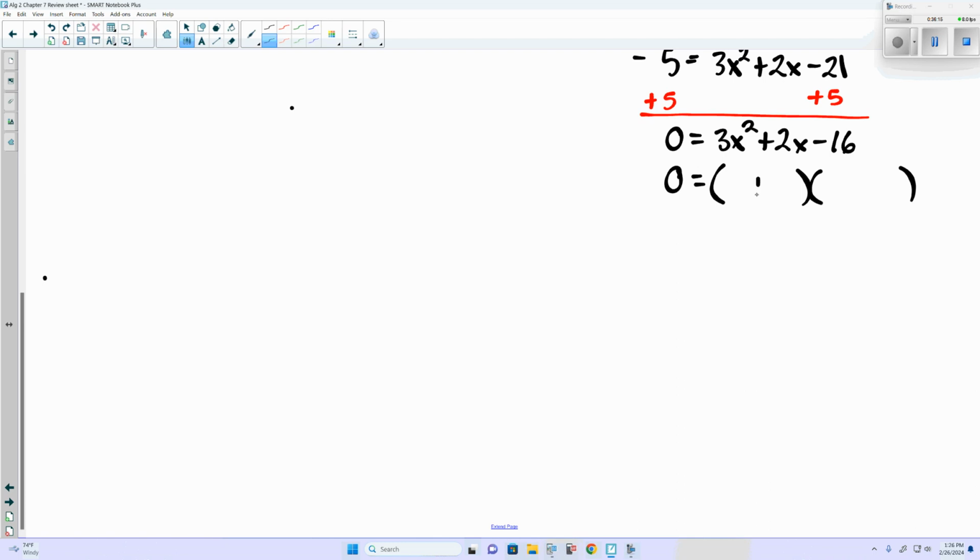Since our third term is negative, our signs are opposite. Factors of 3x squared are x and x, 3 and 1, so 3x and x. And again, at this point, I would plug it in. Just pick a spot for 3. Factors of 16: 1 and 16, 2 and 8, 4 and 4.